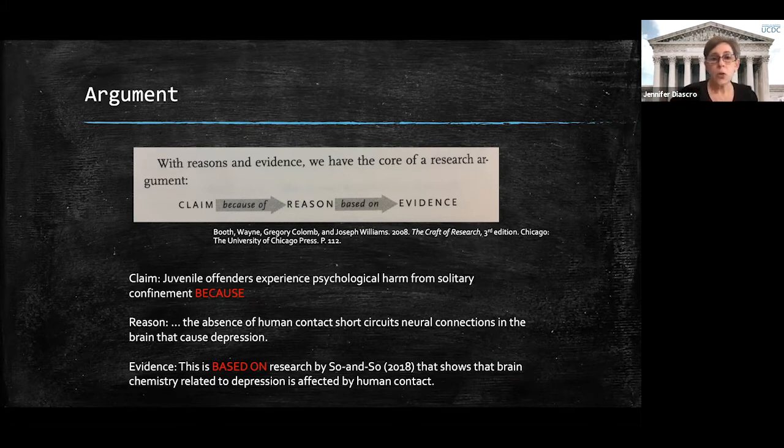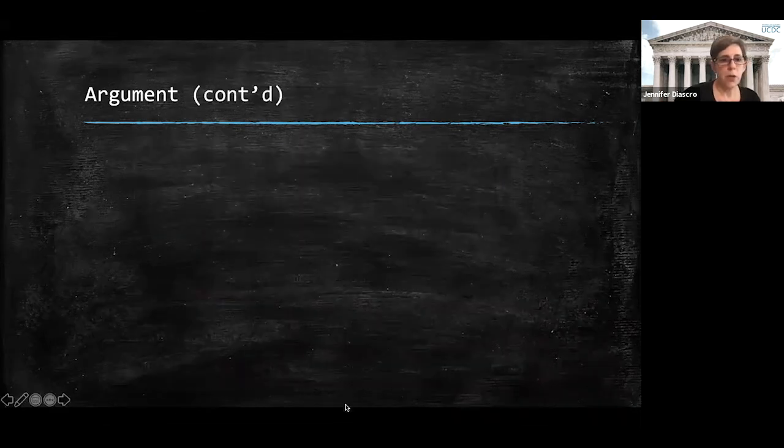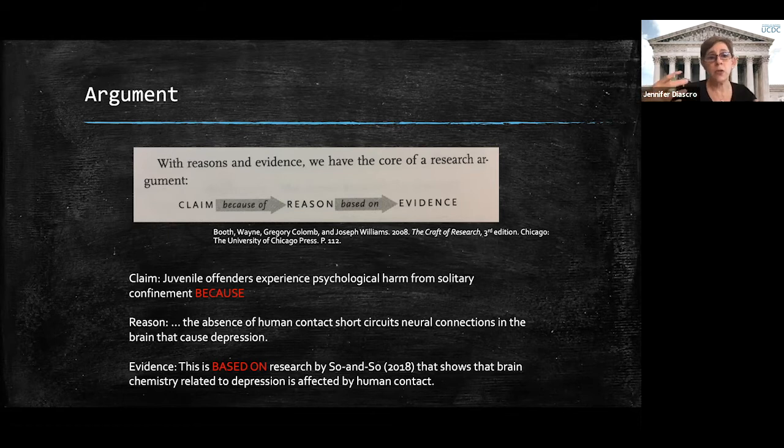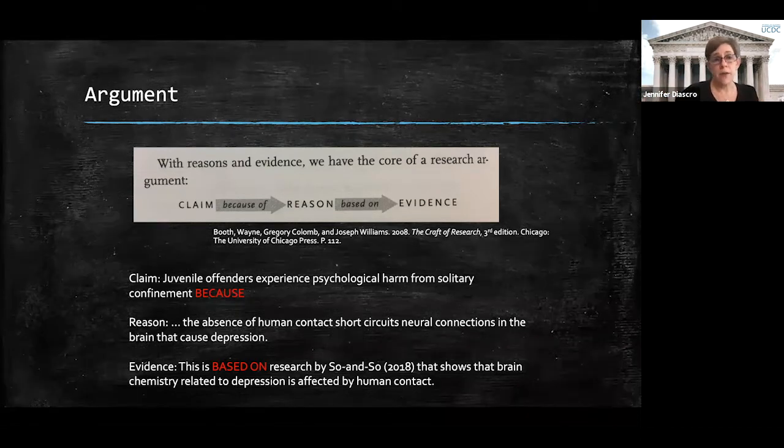Okay, so you say then, or you can say, based on research by so-and-so, whoever it is, this is how we do citations, that shows that the brain chemistry related to depression is affected by human contact. And that becomes the basis of one component of an argument on this thesis that juvenile offenders experience psychological harm from solitary confinement. You would probably have a number of different reasons with a number of pieces of evidence, depending upon how big your project was.